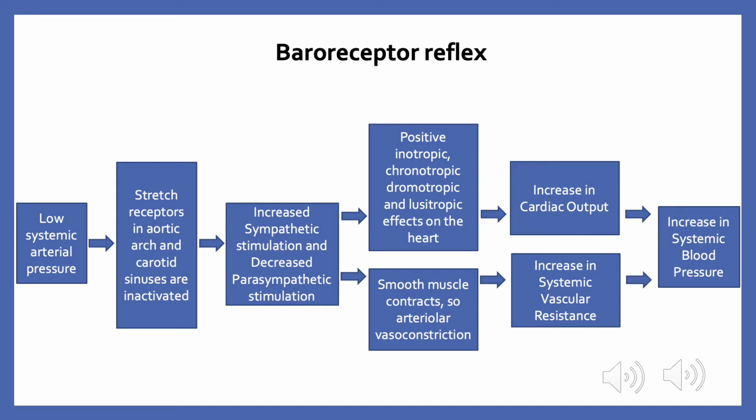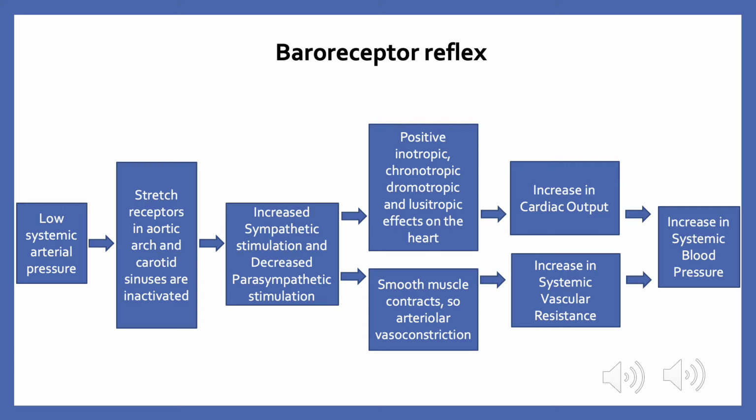The baroreceptor reflex is one of the mechanisms by which the body tries to compensate for the failing heart. As we said previously, when the heart is failing, the systemic arterial blood pressure is below physiological level. As a result, stretch receptors found in the aortic arch and carotid sinuses are not stretched as much as they would be if the arterial blood pressure was at physiologic levels. What this means is that the receptors will be inactivated.